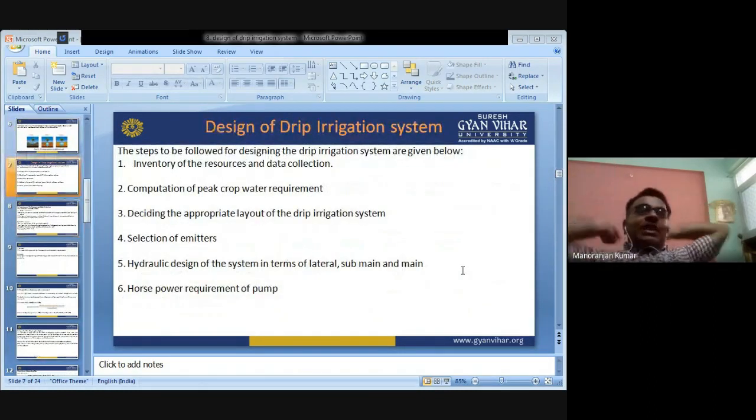Now we will see the design of drip irrigation system. So the different steps in designing of drip irrigation system. These are the steps which can be followed by the designer to design any field for the drip irrigation system. First one is inventory of the resources and data collection. Second is computation of peak water requirement. Third step is to decide the appropriate layout of the drip irrigation system. Fourth one is selection of emitter. Fifth one is hydraulic design of the system in terms of lateral, submain, and main. Sixth one is horsepower requirement of the pump.